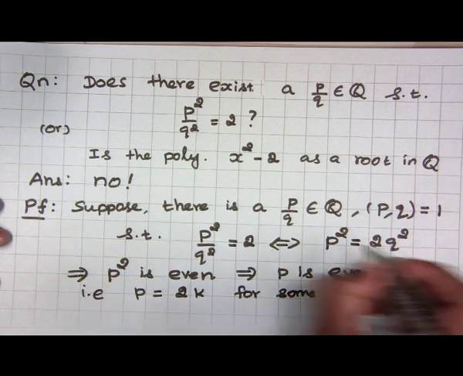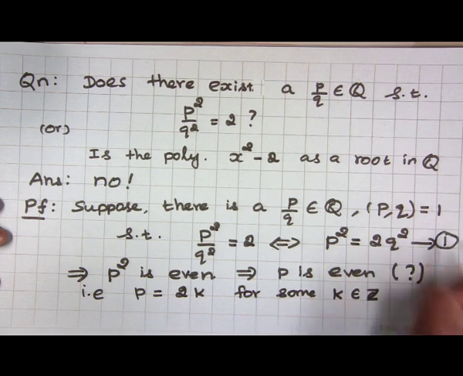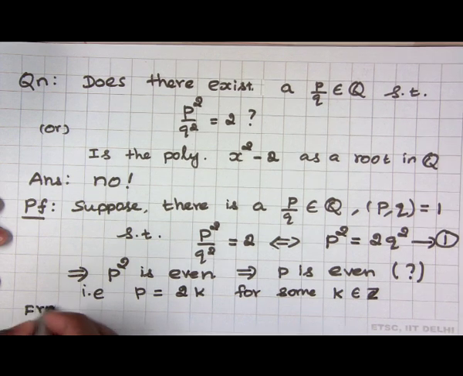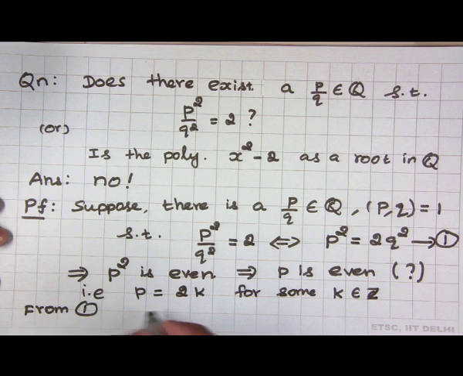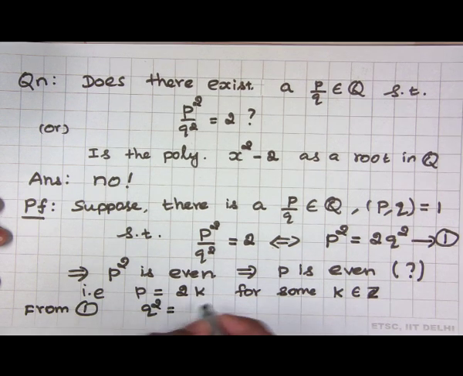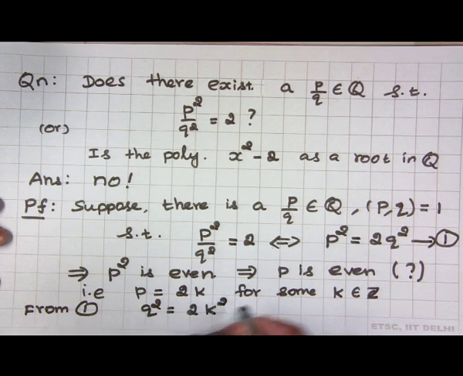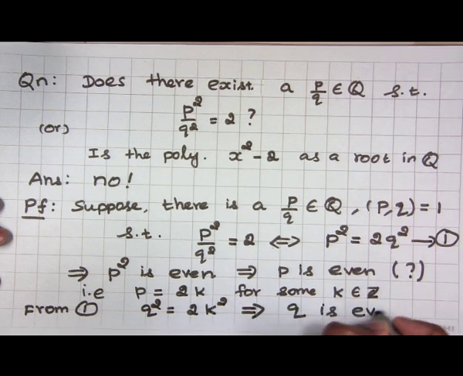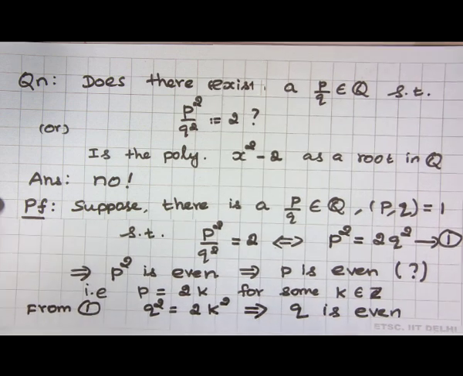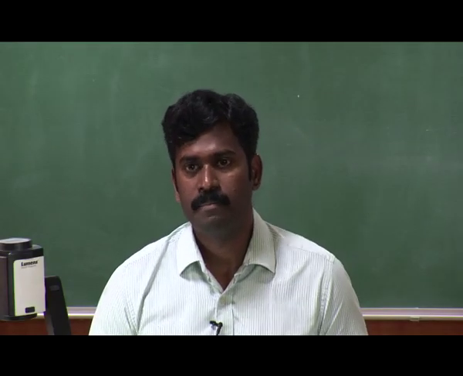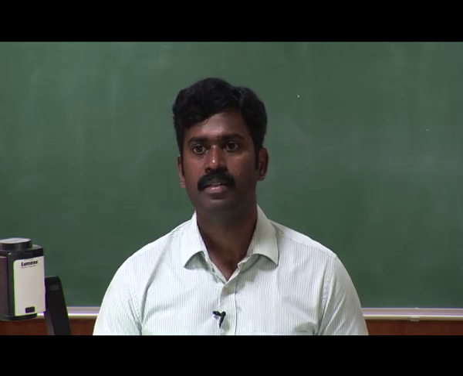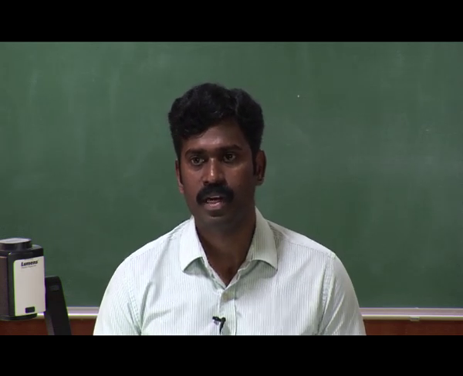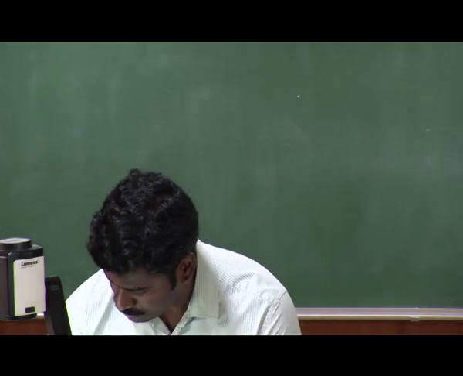Now, substitute this in the equation, let us call it 1. From 1 we get q square is 2 times k square. Again by a similar argument, we can conclude that q is even. Now, do you see the contradiction? We see that p and q now have a greatest common divisor of at least 2, but we started with no common divisor, which is a contradiction.